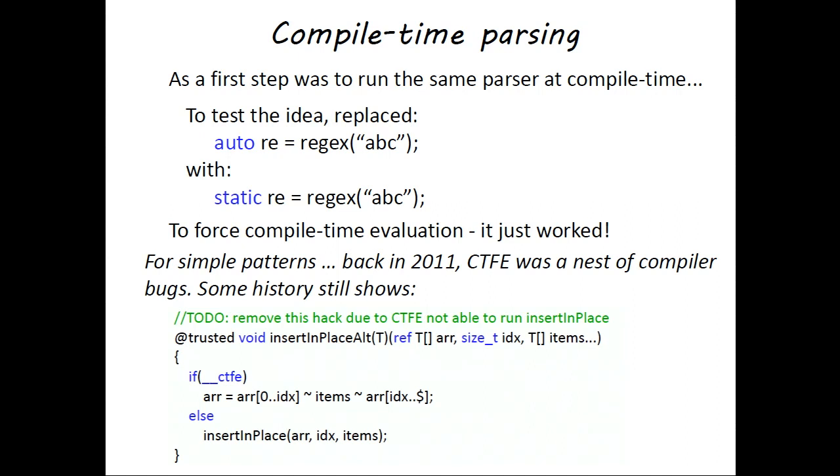back then, things like inserting a couple of items into an array at a given index didn't work at compile time. But if you make a tiny workaround by using the so-called pseudo-variable CTFE, you can switch between runtime mode and compile-time mode. And in compile-time mode, you do something simpler: concatenate pieces together instead of trying to insert them and be clever about it. So this no longer applies, and things are much, much better these days.